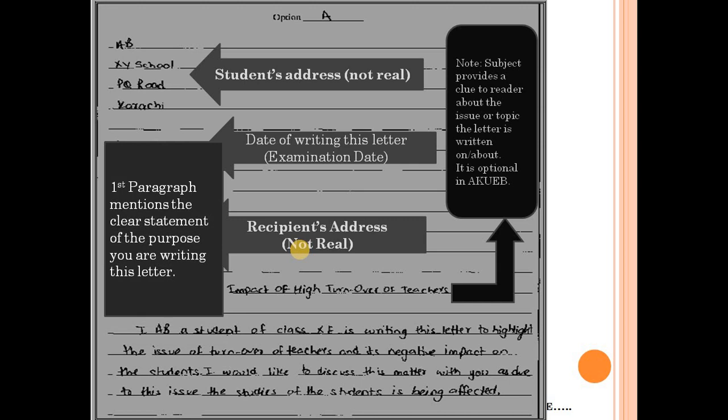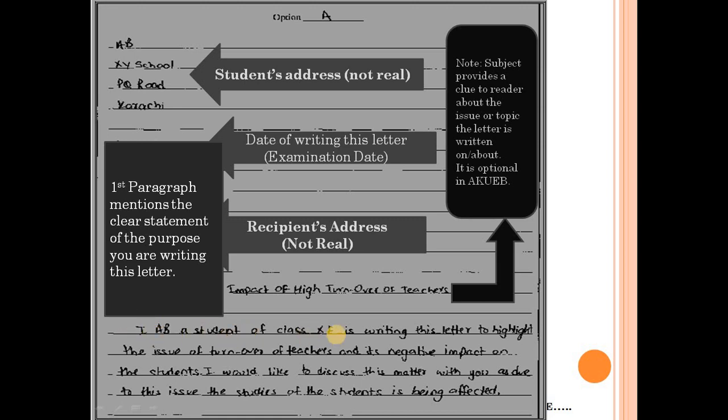Then we have this first paragraph. This is the first paragraph. First paragraph, as we have already discussed, mentions the clear statement of the purpose you are writing this letter. It says what made you write this letter, what compels you to write this letter. So first paragraph, let's read it. I, AB, name of the student, not real, fake name of the student or nickname of the student.